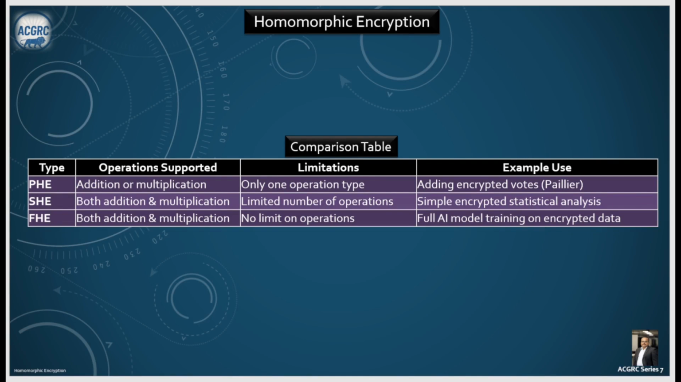So in summary, PHE supports addition or multiplication with the limitation that only one operation type is allowed. In SHE, both addition and multiplication are allowed. A limited number of operations can be performed in this combination. In FHE, both addition and multiplication are allowed, similar to SHE, but there is no limit on the operations.